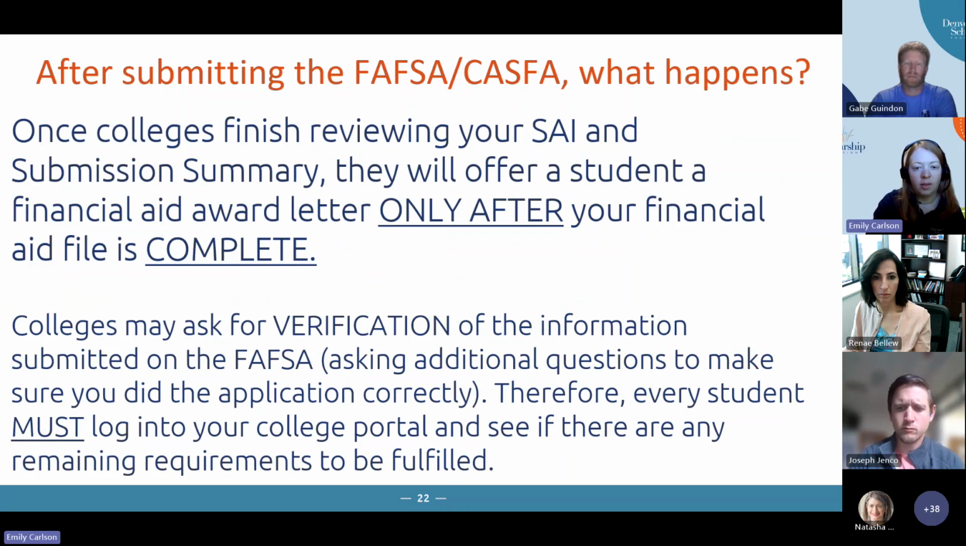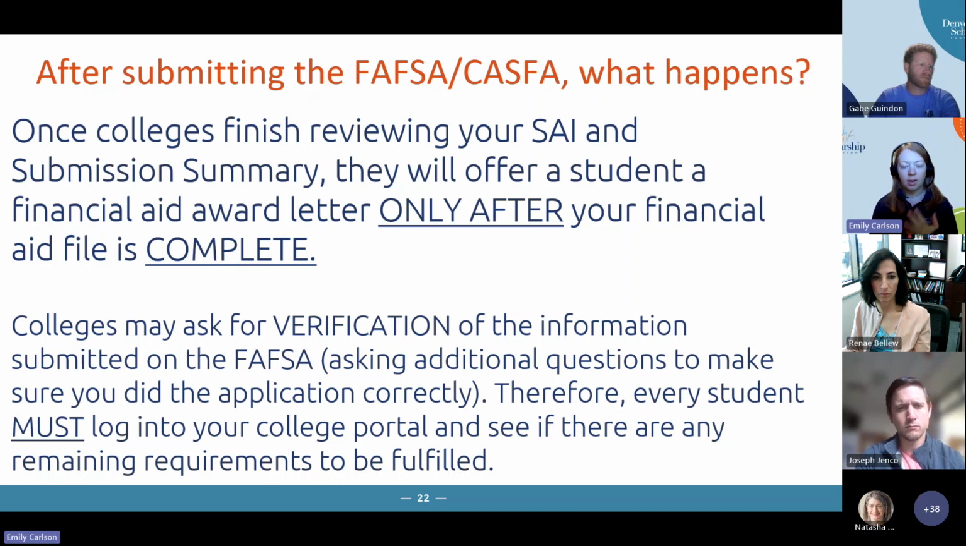And so after submitting the FAFSA or CASFA, what happens? Once colleges finish reviewing the SAI and the submission summary, they might be able to offer the student a financial aid award letter, or they might need some more files to be able to complete that. That is what I was talking about earlier with verification. The colleges are verifying the information on the FAFSA or CASFA as well. The verification also occurs for CASFA students. So they'll be asking additional questions.